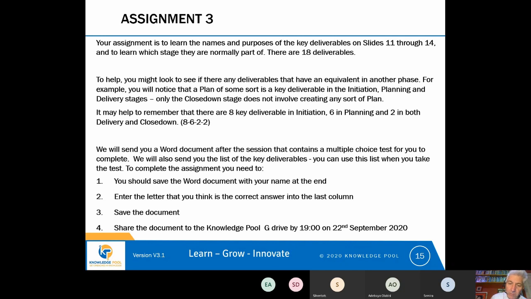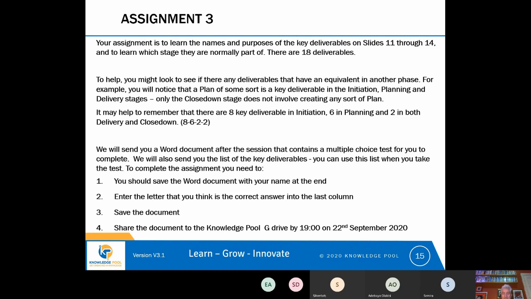So I'll send you these two documents. One will be the list of key deliverables. The other one will be the test. If you can undertake that test and get that test back to me for 7 p.m. on the 22nd of September, that would be great.